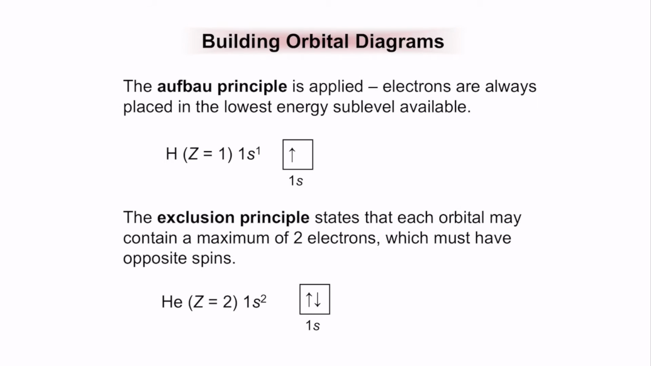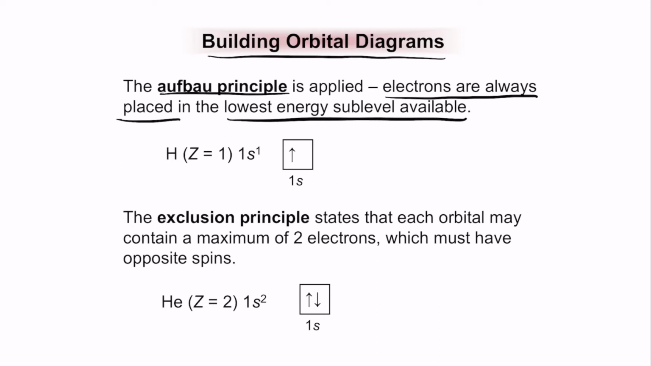So what are the rules in terms of filling the electronic configuration, building the orbital diagrams? The first rule is the Aufbau principle, which applies to the electrons. Here electrons are always placed in the lowest energy sublevel available. So we always put them in the lowest energy sublevel. For example, hydrogen is in 1s orbital. The reason is because it's the lowest energy sublevel.